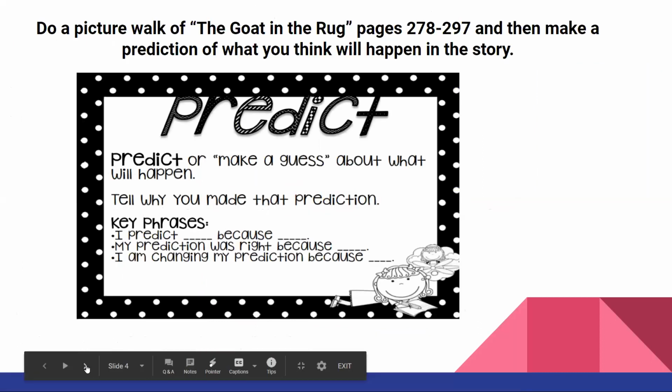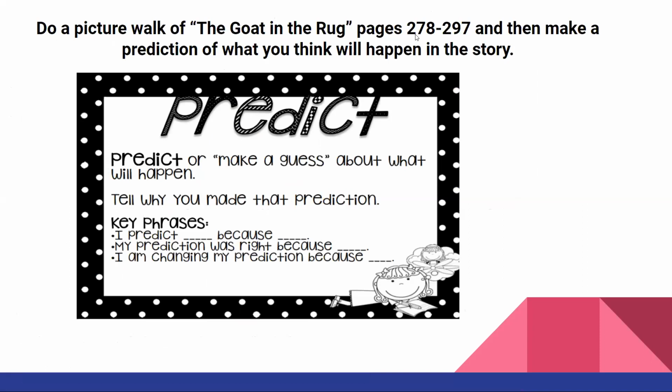Our next activity that we're going to do, you're going to need to open your Journeys books to pages 278. And then our stopping point today will be page 297. I would like you to do a picture walk of the story, The Goat in the Rug. And then either write your prediction down of what you think will happen in the story, or tell an adult or older sibling in your home. Sorry, I'm used to saying class. Remember, a prediction starts, I predict because, and give an example of something that you saw in the story.